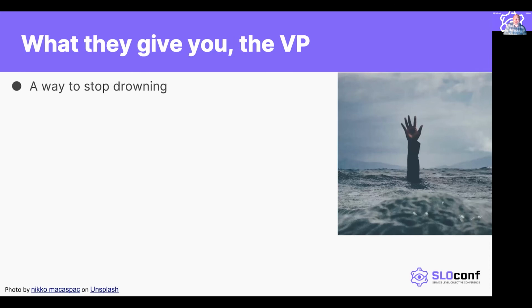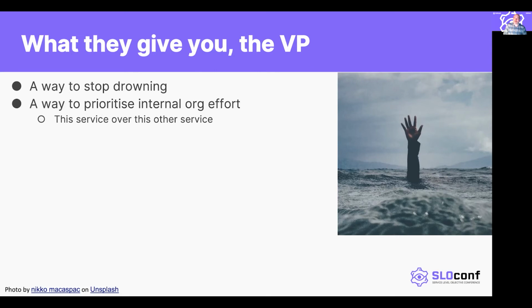I suppose a way to stop drowning in some sense, particularly if you're trapped in a very strongly reactive kind of context. It also gives you a way to prioritize internal organization effort. Okay, this service is a 5.9 service. This service is a 2.9 service. We therefore know to spend the time on this rather than this if they're both in trouble, or if this one is in trouble and this one is fine, we spend it over here. And we do that rather than a time-based allocation.